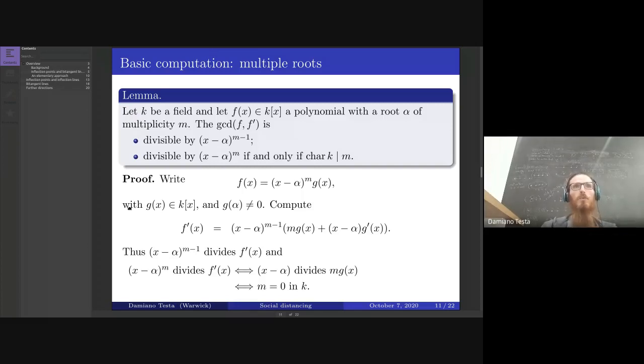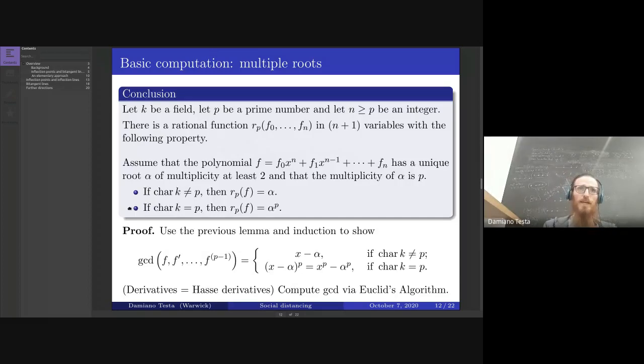The next slide might be even more inscrutable than this, but if I now merge what I said before and try to be a little bit more focused about it, I'm going to formulate this conclusion. So if K is a field, p is a prime number, and then at least p is an integer. I'm going to make this assumption because otherwise what I'm going to say is not true. So then there is a rational function R_p of f_0 through f_n in n+1 variables that has the following property. The variables of this function are the coefficients of my polynomial. And basically, the function is going to express the fact that this polynomial has a root of multiplicity p.